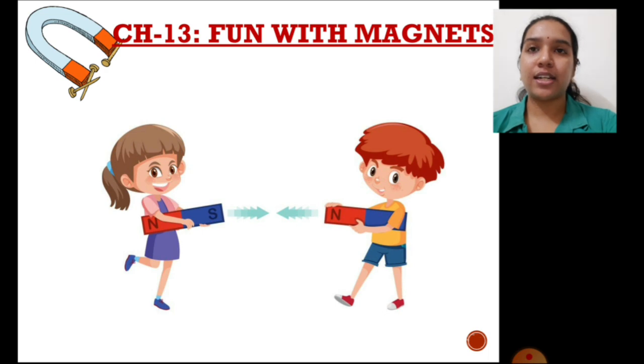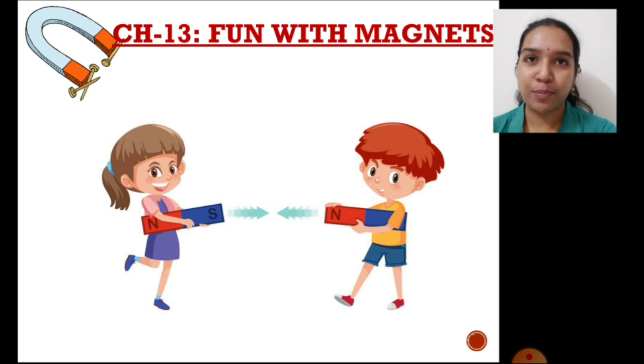If you see here, north pole and south pole are getting attracted towards each other. That means in a magnet, opposite poles attract each other and same poles repel each other. These are the key points about a magnet which most of you already know.